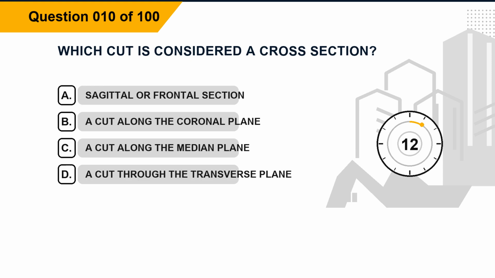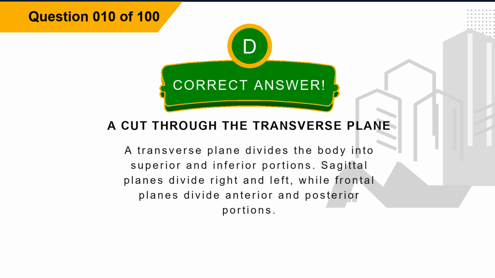Question 10. Which cut is considered a cross-section? Option A, sagittal or frontal section. Option B, a cut along the coronal plane. Option C, a cut along the median plane. Option D, a cut through the transverse plane. The correct answer is option D, a cut through the transverse plane. Explanation. A transverse plane divides the body into superior and inferior portions. Sagittal planes divide right and left, while frontal planes divide anterior and posterior portions.